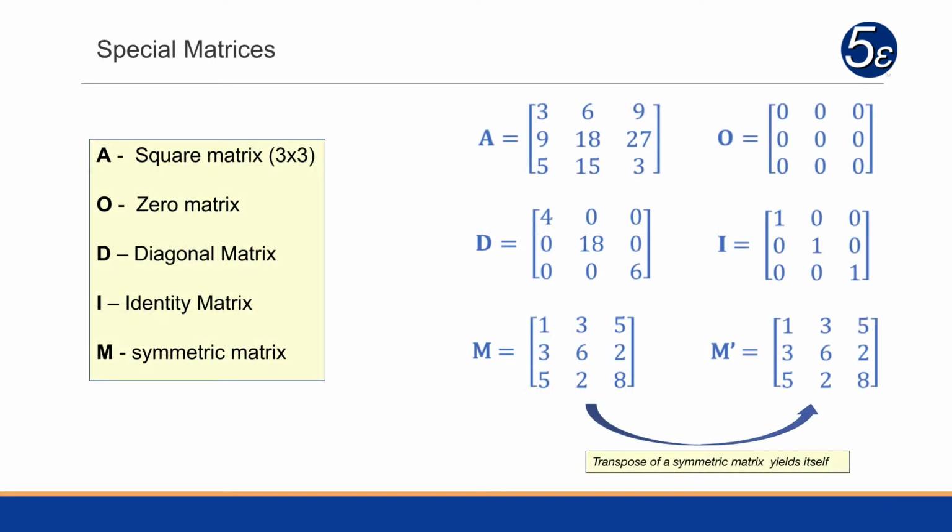Here we have a few examples. A is a square matrix. It's a 3 by 3. The zero matrix, O, is a square matrix with all zeros. Matrix D is a diagonal matrix. All the entries on the diagonal are not zero, and all the other entries are zero. The identity matrix is a diagonal matrix where every entry on the diagonal is 1. And here we have M and M transpose, which is a symmetric matrix because it yields itself.